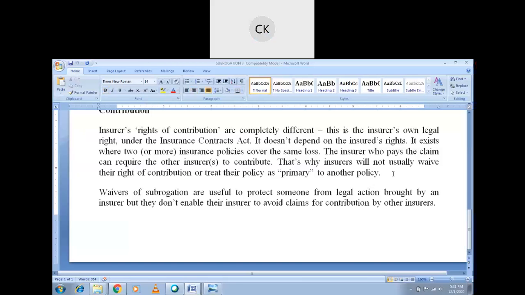Even the insurer wants to love their own things, so they want to protect them, and that's why they don't keep anything which causes loss to them. So the insurer will not usually waive the right of contribution or treat their policy as primary. If they waive it, they would not get anything. Yes, waivers of subrogation are useful to protect someone from legal action brought by an insurer, but they don't enable the insurer to avoid the claim for contribution by other insurers.